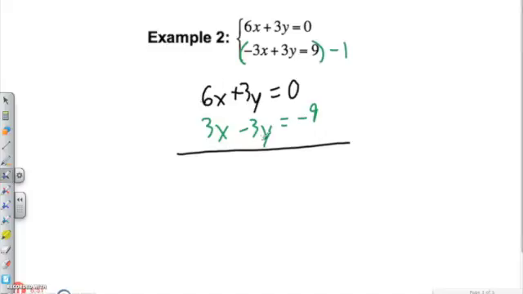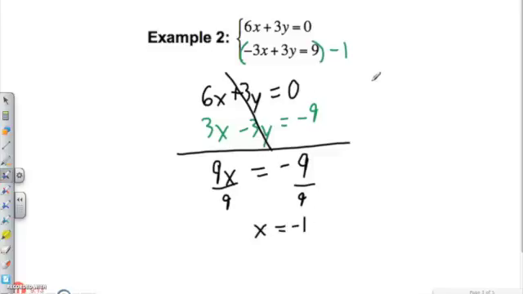So I'm going to combine my like terms going down. 6x and 3x is 9x. Now a 3y and a negative 3y are going to cancel out. They're going to give me 0. And 0 minus 9 is equal to negative 9. Alright, so we would divide both sides by 9, and we get x equals negative 1.